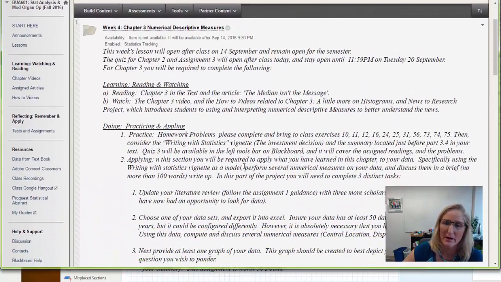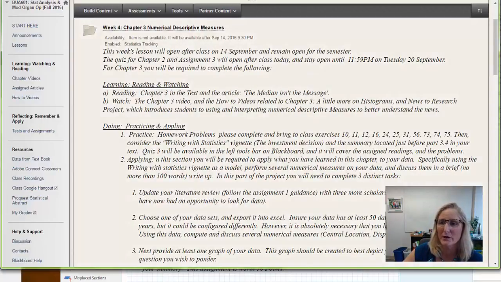Now we look at what's within this. Learning and Reading. First, I want you to read Chapter 3 in the text and also read the article, "The Median Isn't the Message." Then I want you to watch the Chapter 3 video and the how-to videos related to Chapter 3. There's one called A Little Bit More on Histograms, and another, News to Research Project, which introduces students to how to interpret numerical descriptive measures and some graphing that I thought you might find really helpful. We talked about it in class tonight.